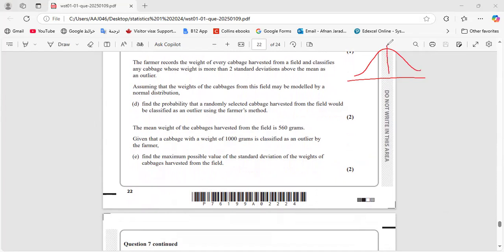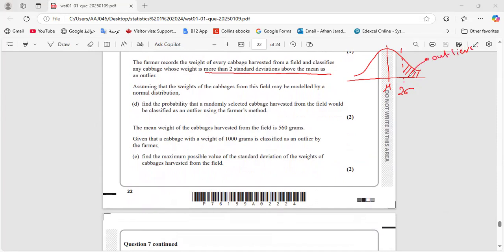this one mu, and the question says more than 2 standard deviations above the mean. So this one is 2 standard deviations above the mean. Again, more than, so this area is an outlier. This one is an outlier.